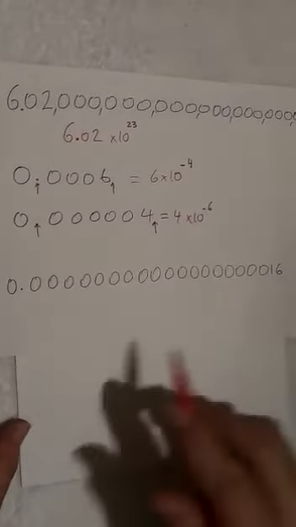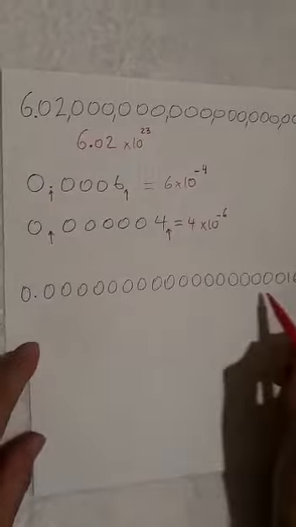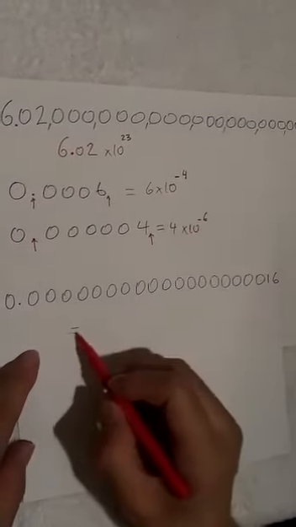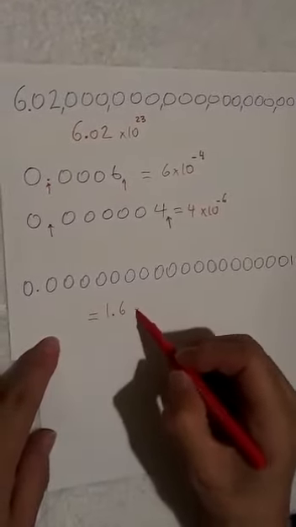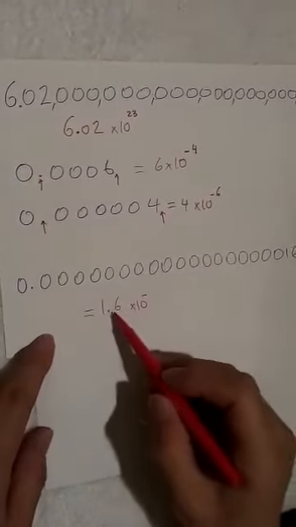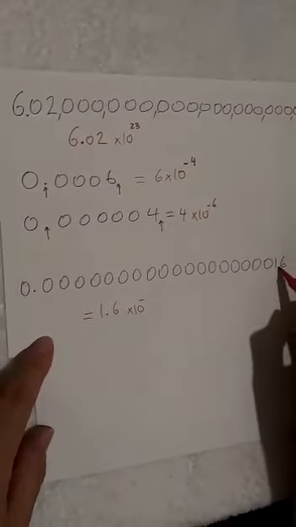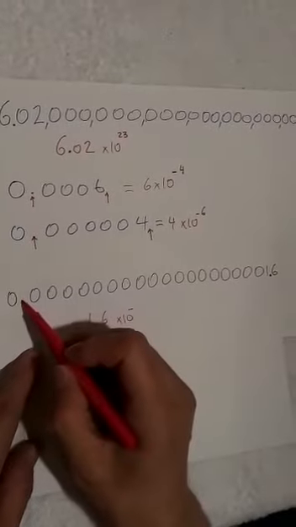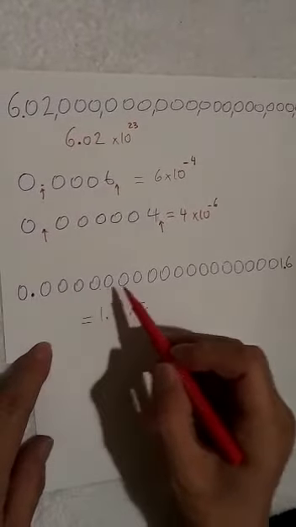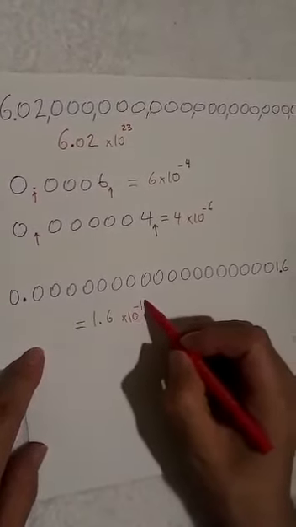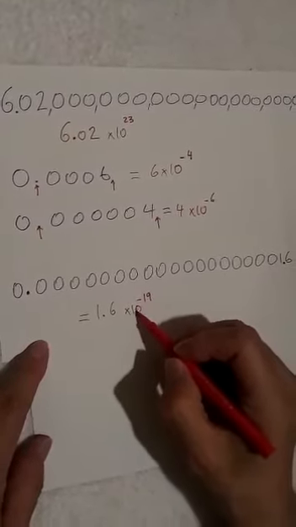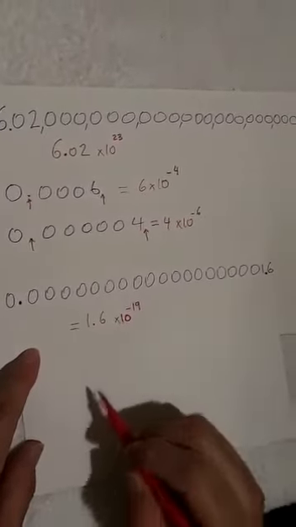Let's do a longer number this time. Go from left to right. The first non-zero digit is 1. So it'll be 1.6 times 10 to the power minus. Okay, 1.6 means we have put a decimal right here. The old decimal was right here. How many spaces are in between? 19 spaces. So this is 1.6 times 10 to the power minus 19.